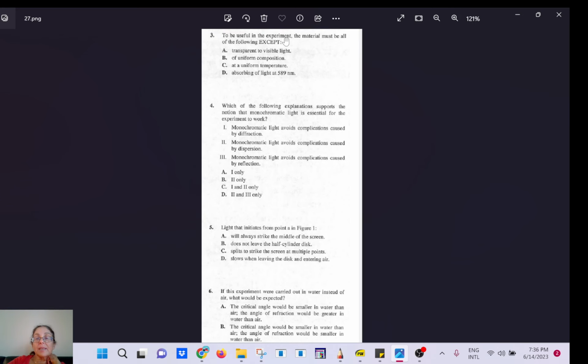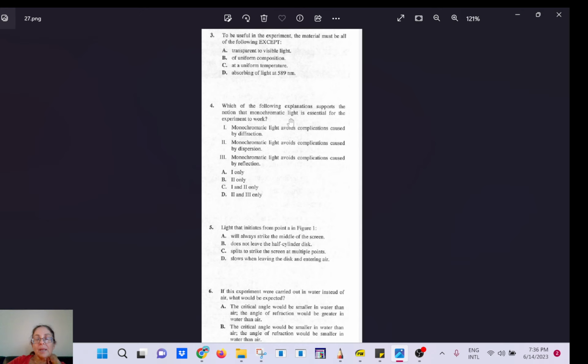So we want to do that experiment, which is finding the critical angle. We want a material that is transparent to visible light, uniform composition, uniform temperature, and that's not correct here. So the answer will be D. You don't want a material that absorbs yellow light, because then there is no more experiment, right?